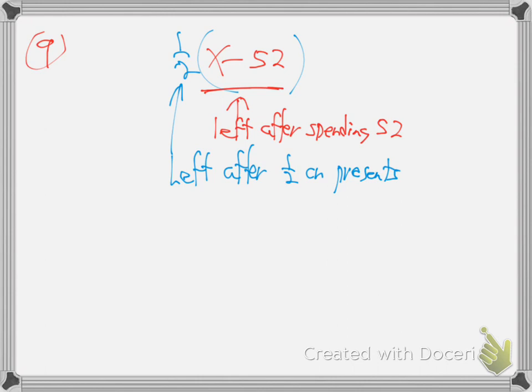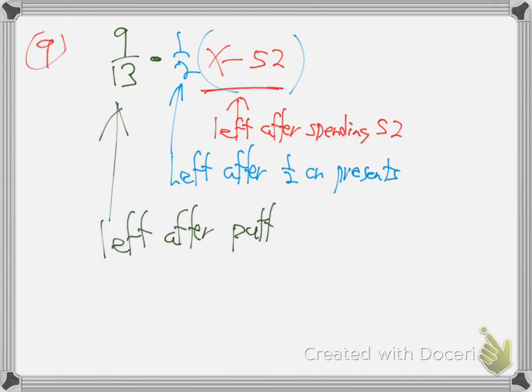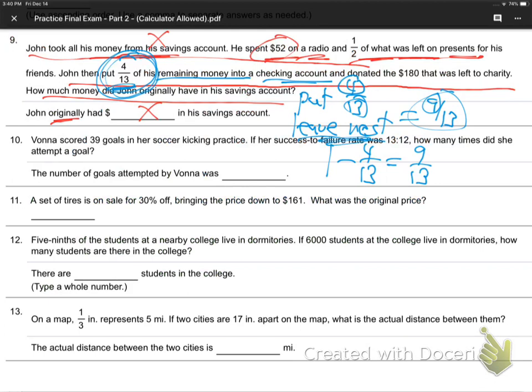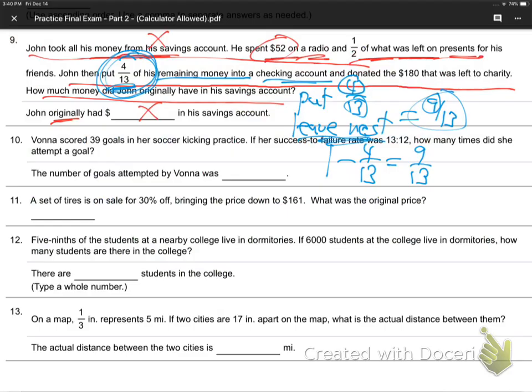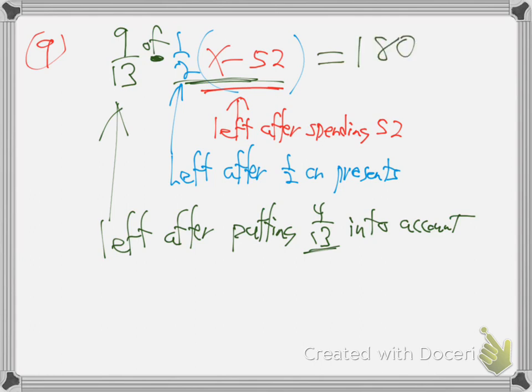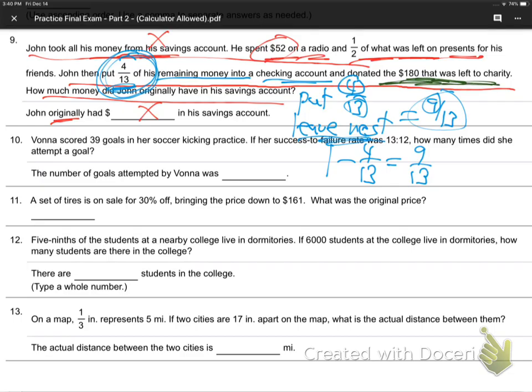So back over here, we've got to go times 9/13, because that's what's left after putting 4/13 into an account. If he put 4/13, he left 9/13. So you see, I just keep multiplying by what he has left. 9/13 of the money is left. Finally, the 180 that was left. So that amount that was left is 180. See what it says? The 180 that was left.